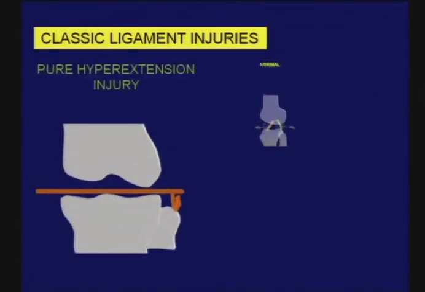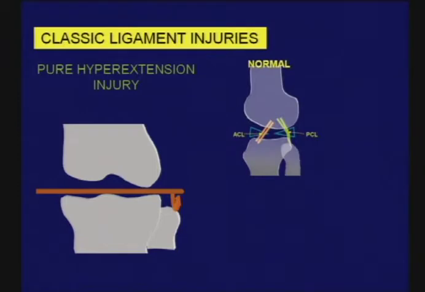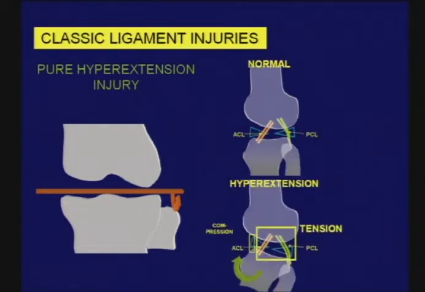The fourth of our 6 scenarios is pure hyperextension. Here is the drawing of the normal. This then is what happens to the knee in hyperextension.